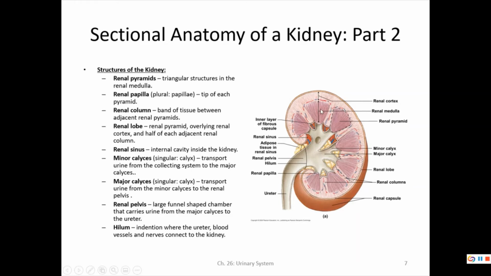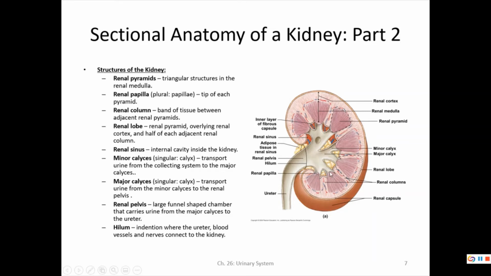And a renal lobe is when I take a renal pyramid, half a renal column on one side, half a renal column on the other side, overlying cortex, bam, that's a renal lobe. You have a renal pyramid, half of a renal column on one side, half a renal column on the other side, overlying renal cortex, bam, you have a renal lobe. The renal sinuses are any of the internal cavities inside the kidneys. And then also we will see coming from each papilla, renal papilla, is a minor calyx.